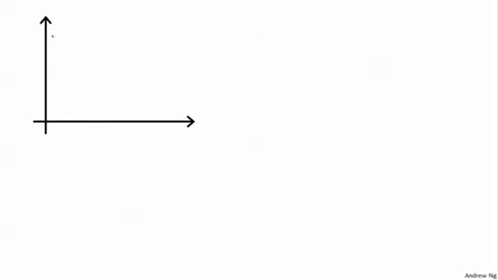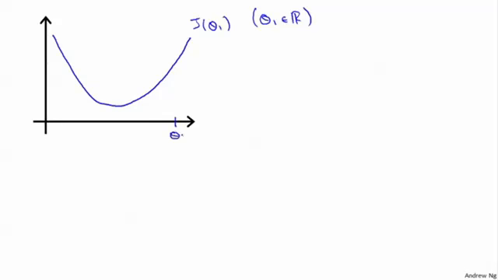So let's say here's my function J of theta 1, where theta 1 is a real number. Now, let's say I've initialized gradient descent with theta 1 at this location. So imagine that we start off at that point on my function. What gradient descent will do is it will update theta 1 as theta 1 minus alpha times d/d theta 1 of J of theta 1, right?